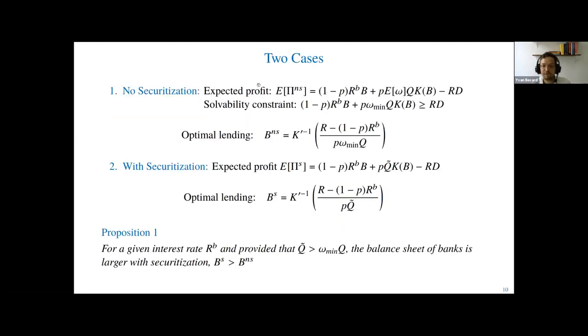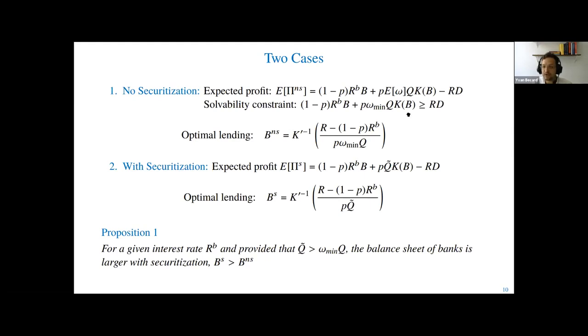Okay, so if the bank did not securitize, it would lend B at the rate RB. So this is the fraction of borrowers that do not default. So the expected profit in period 2 would be this, the fraction coming from those who do not default, and this, the fraction that comes from those who default. So those who default with probability P, we seize the collateral QK, but of course the shock omega could be omega min or omega max. And then this is the expense of the bank.